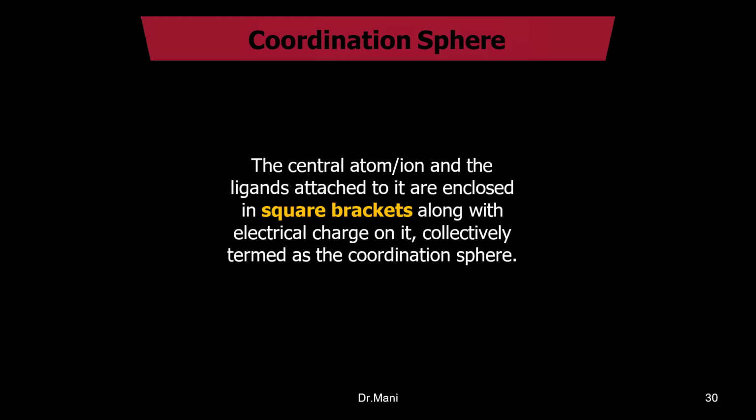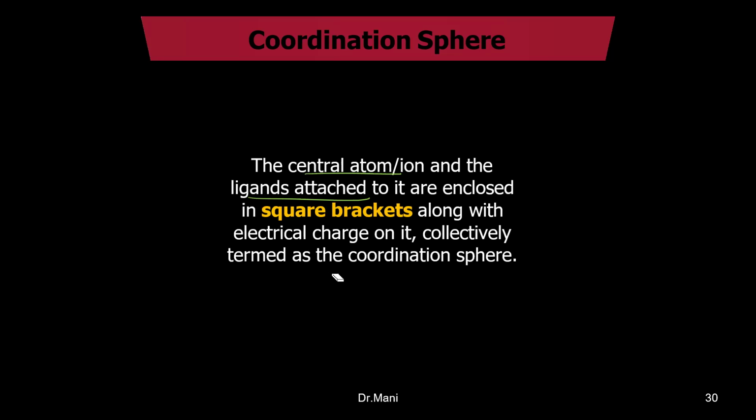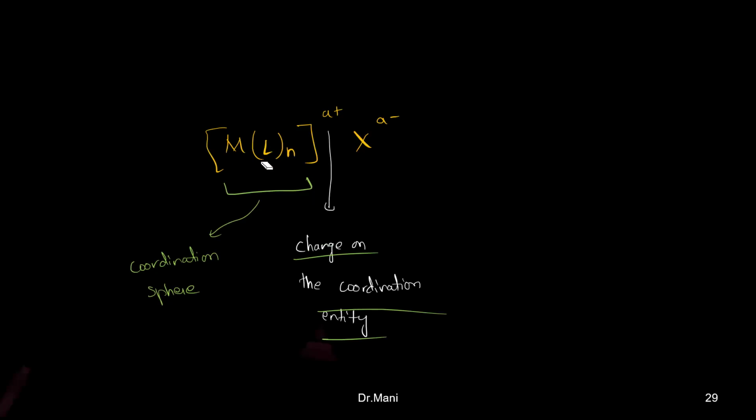So see, a coordination sphere means the central atom or ion and the ligands attached to it enclosed in the square bracket. You can see here. So there's a central atom and the ligands, and it is enclosed in the square bracket. That we call it collectively the coordination sphere. Okay, along with the electrical charge on it. Remember this. So this entire thing, we call it as the coordination sphere, including the charge. Okay, but if you consider only this without the charge, it's a coordination entity.